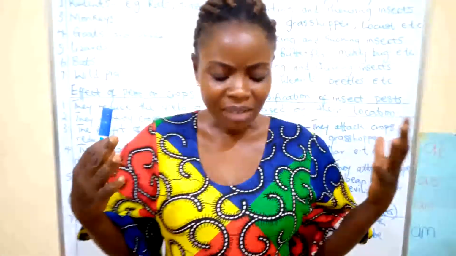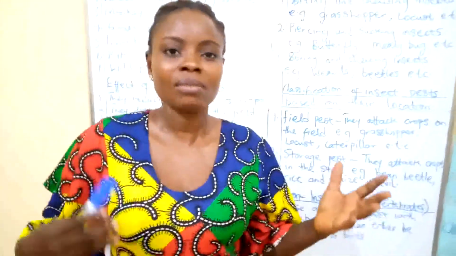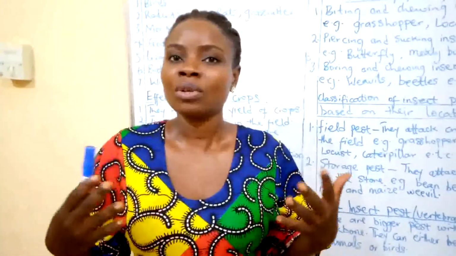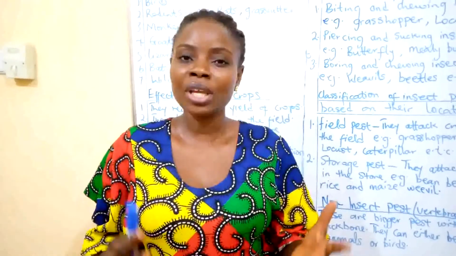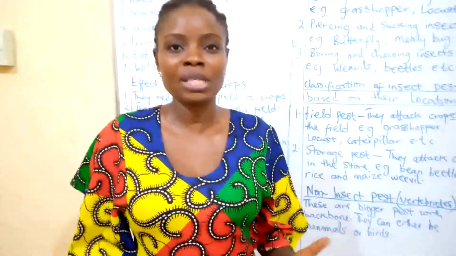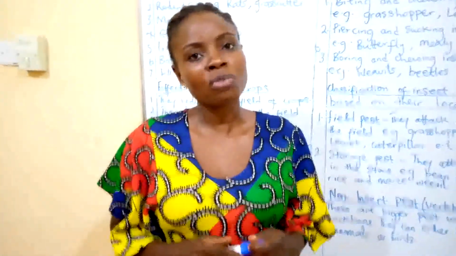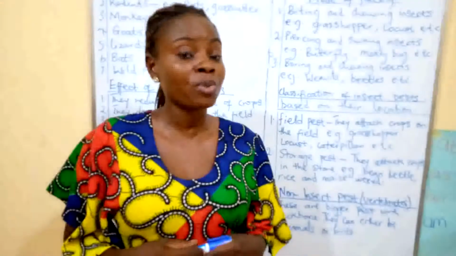Now, I have talked about pests, different types of pests, how they feed, their location, and their effect. Now, the next thing that will come to a farmer's mind is, how do we control this pest? We don't want them. They are enemies. They make us frown. They make us cry.